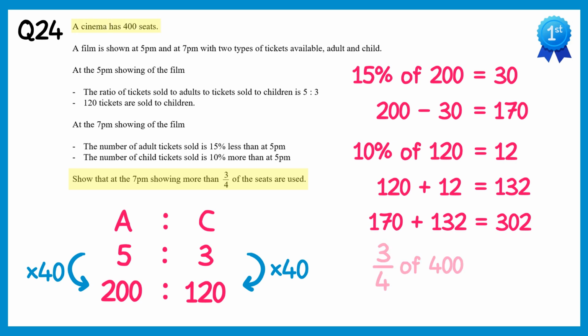To do 3/4 of 400, you do 400 divided by 4, and then times by 3, which gives you 300. So 3/4 of the seats is 300, and we've shown that there are 302 used. And 302 is greater than 300, so we've now shown what we were asked to in the question.